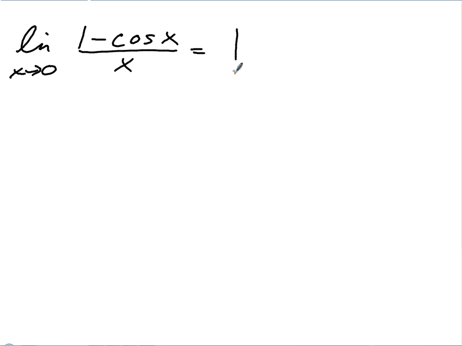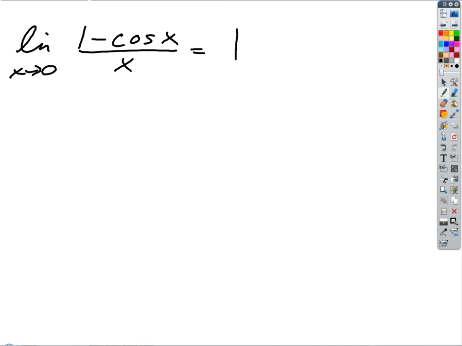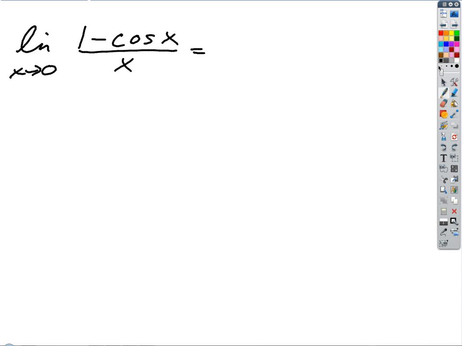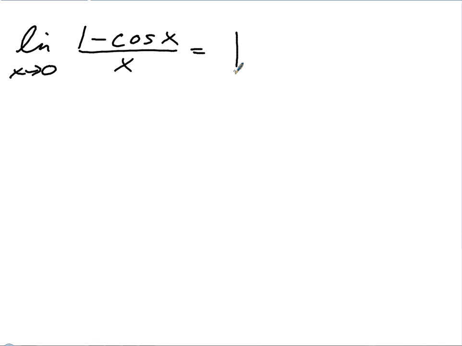Oops, that one's 0, sorry. I knew that didn't look right. The first one we got, sine theta over theta, is 1, and this one is 0. How could we quickly do this? If we forget that one, how could we turn it into the first one that we just did, the sine x over x?